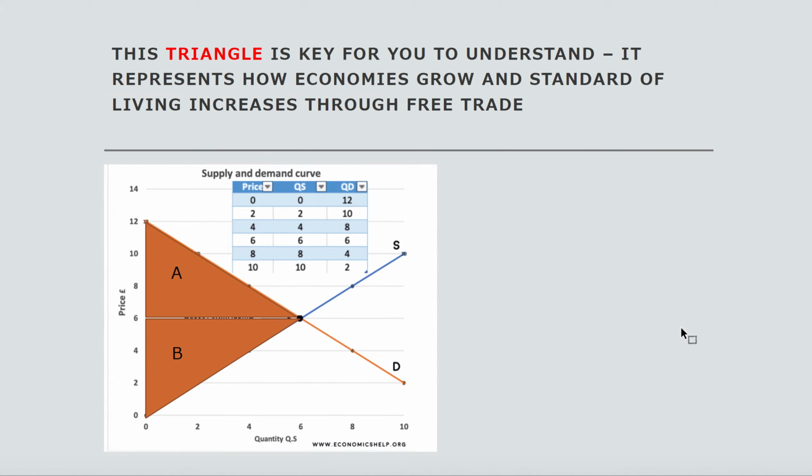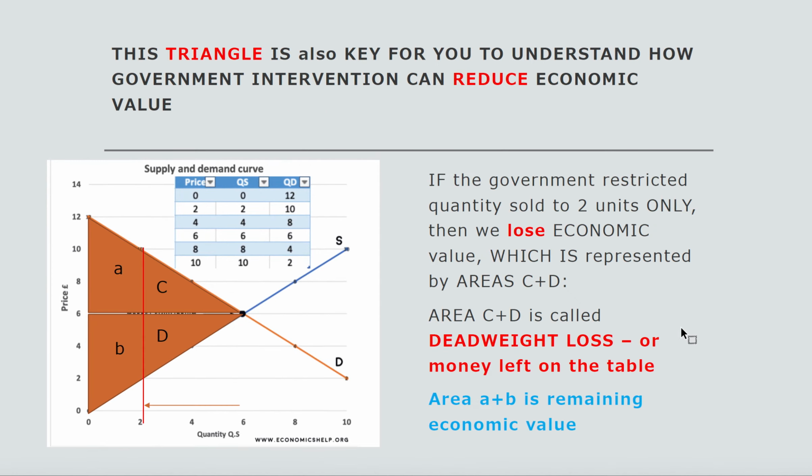Now, this triangle is the key, right? Because it represents how economies grow, how standards of living increase through free trade. That A and B represents economic value because we can invest A and B into better and new technologies that will reduce costs and will allow the economy to grow through better technologies. But it's also the key to understand how government intervention can reduce economic value, right?